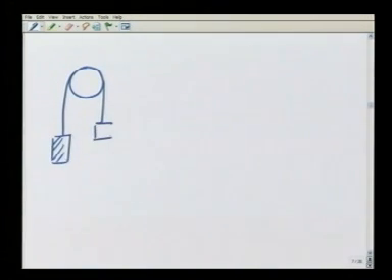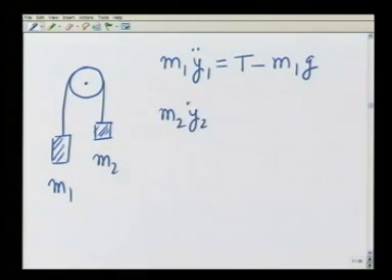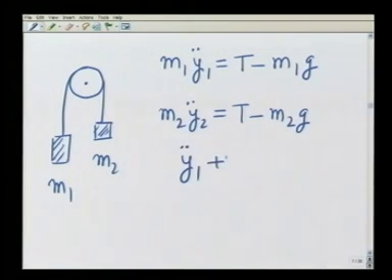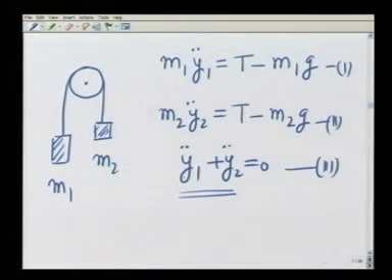So let us write the equations once more. Again, I am solving this problem of two masses attached to a string which is passing over a fixed pulley. I have m1 y1 double dot equals T minus m1g, m2 y2 double dot equals T minus m2g, and y1 double dot plus y2 double dot equals 0. I have 3 equations and 3 unknowns, and I can solve my problem. Notice this constraint equation just tells you that when one particle is moving up, the other one is going down. When one particle is accelerating up, the other is accelerating down.